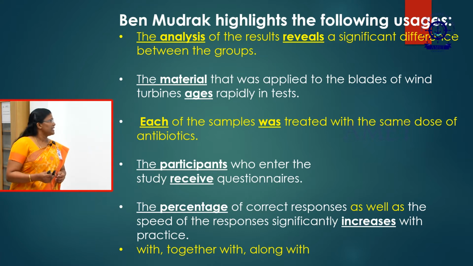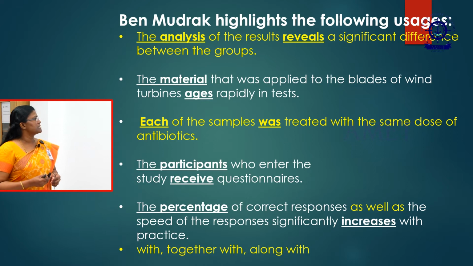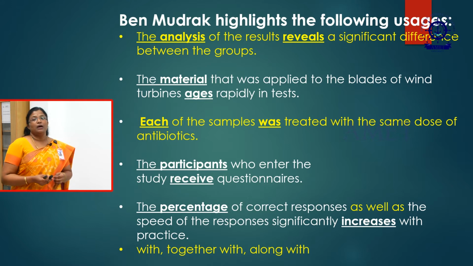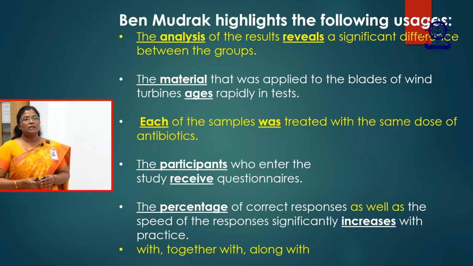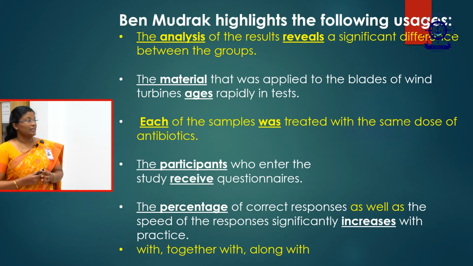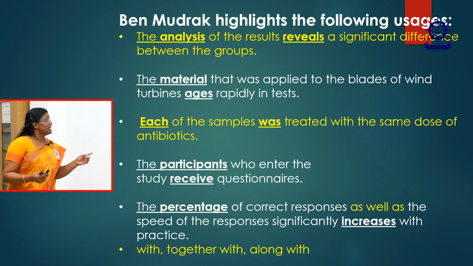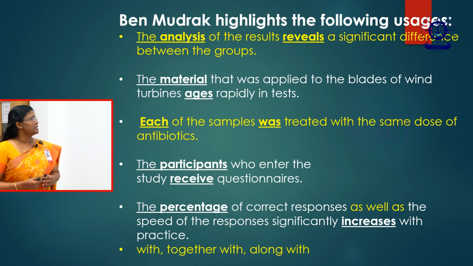Next sentence, each of the samples was treated with the same dose of antibiotics. Words like each and every are called special pronouns. When these subjects occur in a sentence, they should be considered singular, so the verbs should be used as singular. For example, in the given sentence, each of the samples was treated with the same dose of antibiotics. Each takes was.